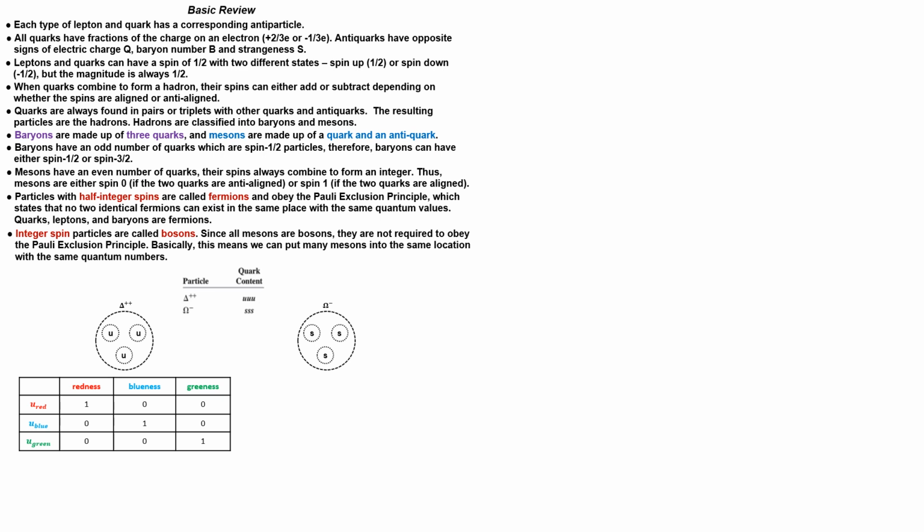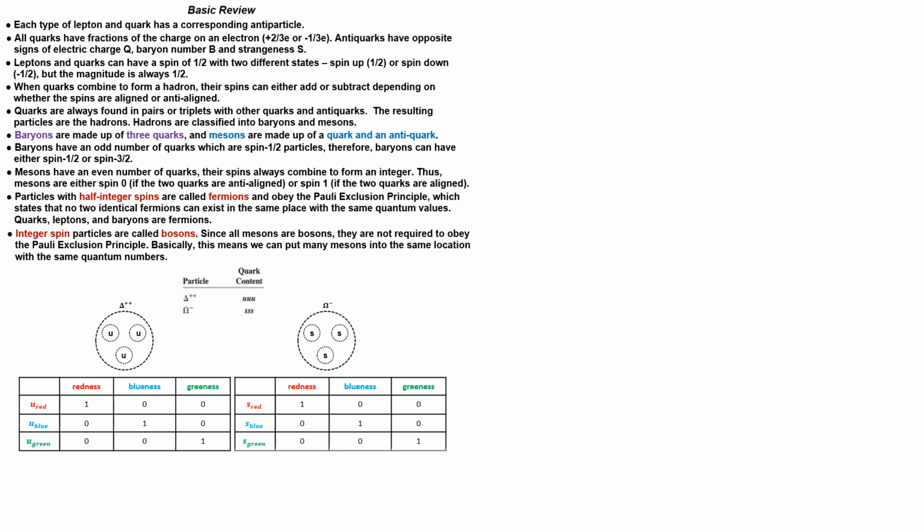To make a baryon, we simply take one quark of each color, and then the three up quarks in the delta plus particle are no longer identical. One's red, one's green, and one's blue. Likewise, with the omega minus particle, the three strange quarks are no longer identical. One's red, one's green, and one's blue.